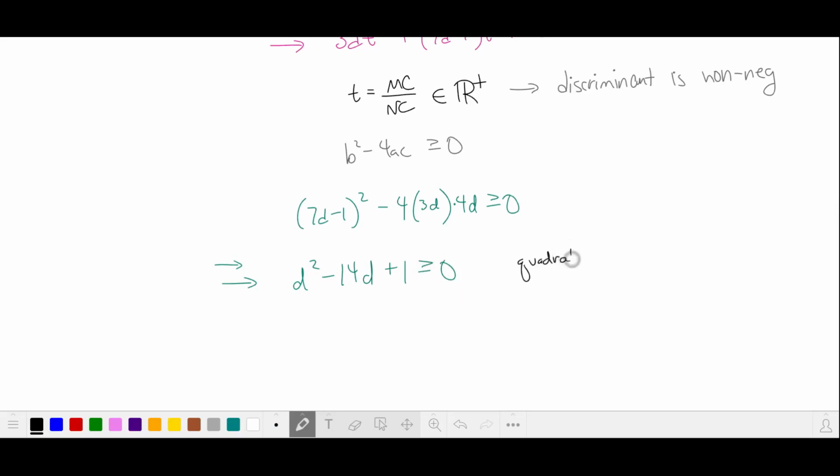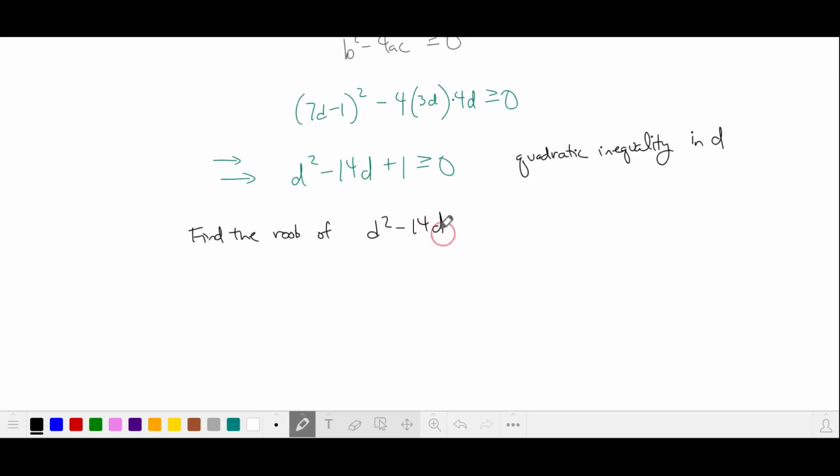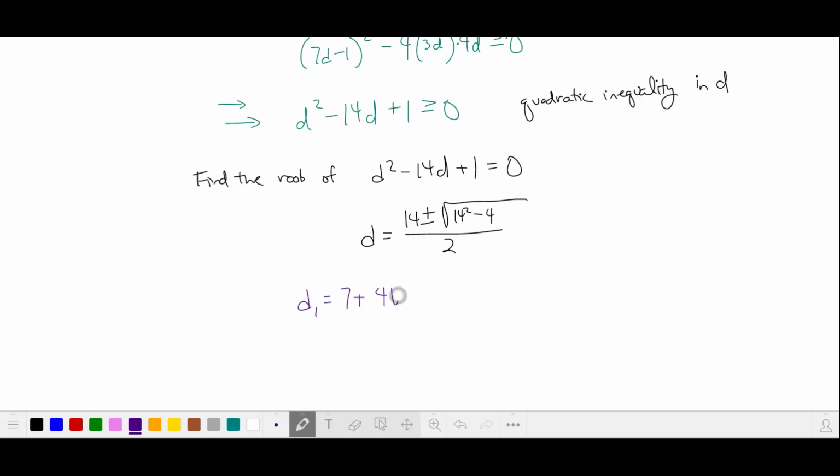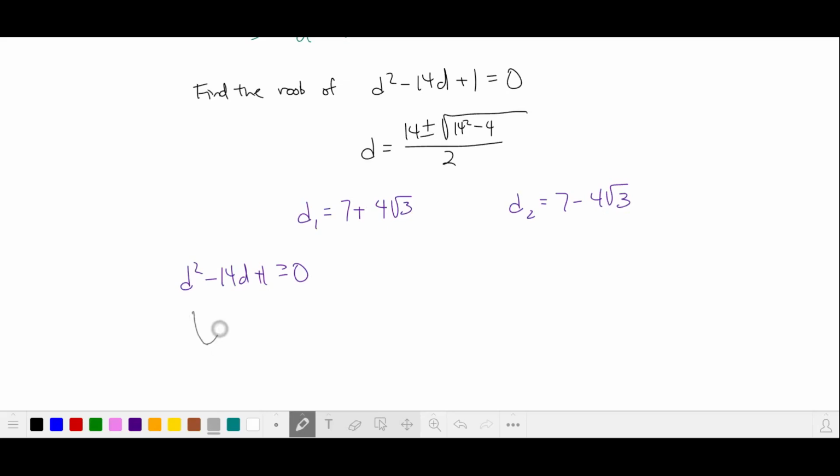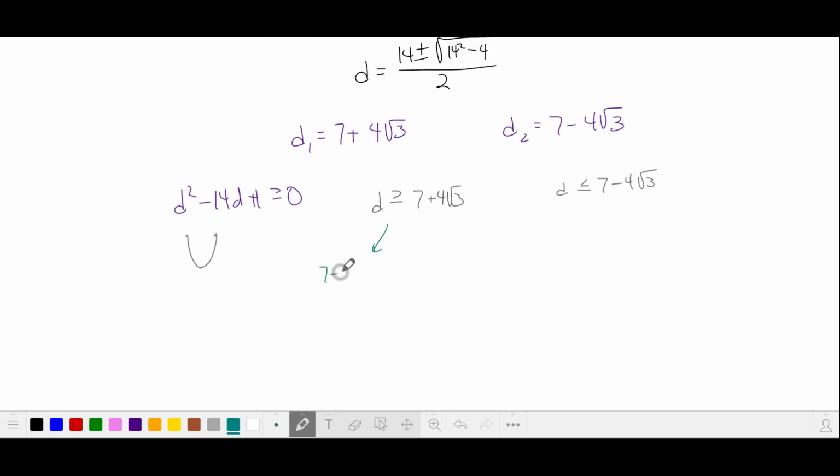So this is a quadratic inequality in d. Let's find the roots of this quadratic. Using the quadratic formula, we get our two roots, 7 plus 4 root 3 and 7 minus 4 root 3. Since this is an upward opening parabola, we're greater than or equal to 0 when d is greater than or equal to 7 plus 4 root 3 or less than or equal to 7 minus 4 root 3. We note that 7 plus 4 root 3 is greater than 1, which is the diameter of our circle. So this is not a valid answer for d.